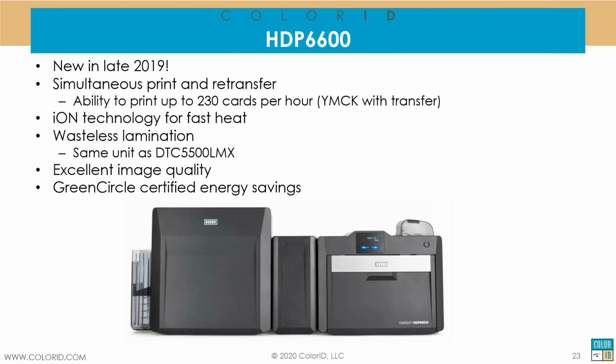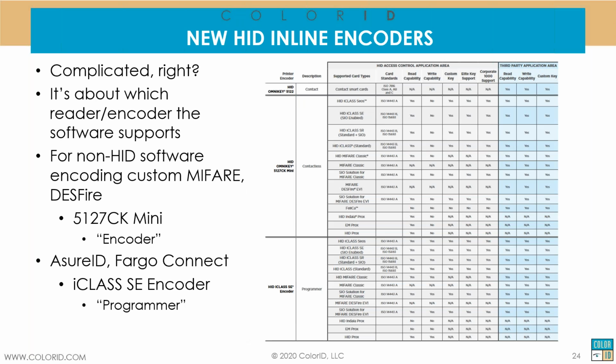And again, when somebody's telling you the number of cards per hour, the number of seconds per print, always be sure to find out what they are printing: how many colors, is it one side, two sides, all that stuff. It also has HID's new ion technology, so it heats up very rapidly, not 3 or 4 minutes. It has the wasteless lam, just like the 5500 did. The image quality is excellent, and it is green circle certified. So very, very promising printer, just newly arrived on the market.